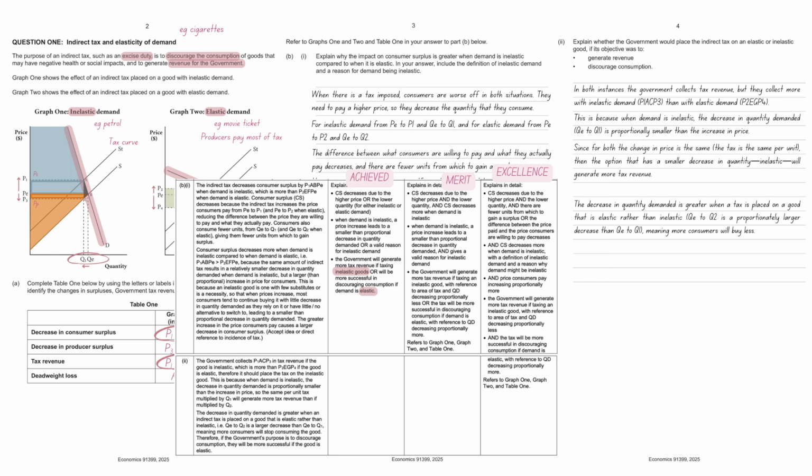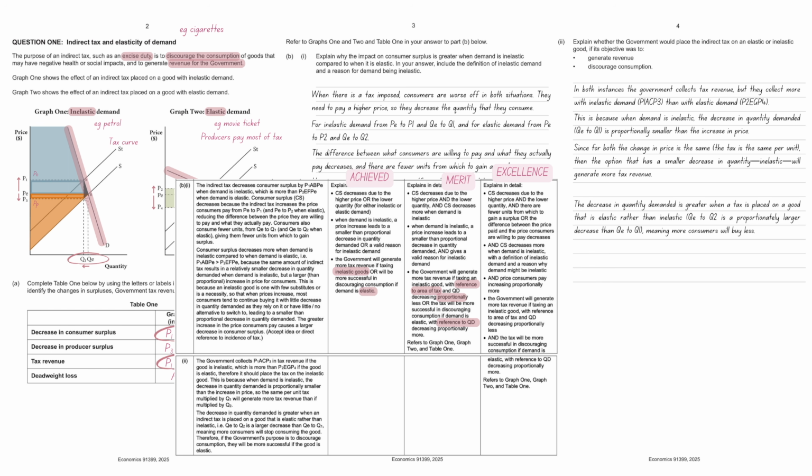But to get merit, you have to say the government will generate more tax revenue if taxing an inelastic good with reference to the area of the tax on the graph and QD decreasing proportionately less. So you say the reason that they collect less tax is because QD, quantity demanded, decreases less. Or you could also say that the tax will be more successful in discouraging consumption if demand is elastic with reference to QD decreasing proportionally more. So this is the same thing again, just two sides of the same coin.